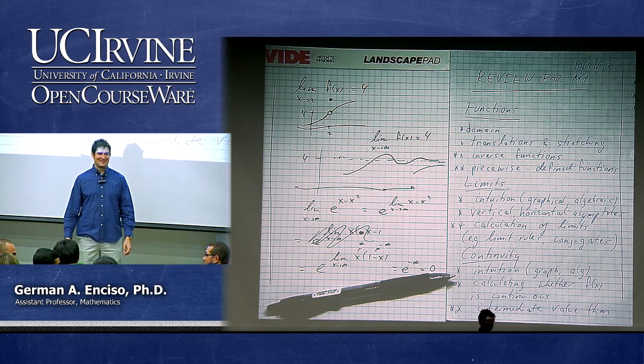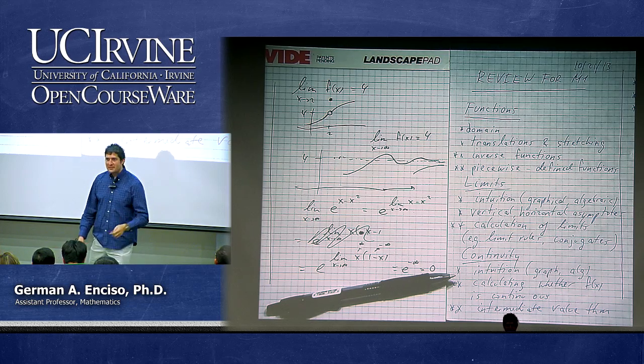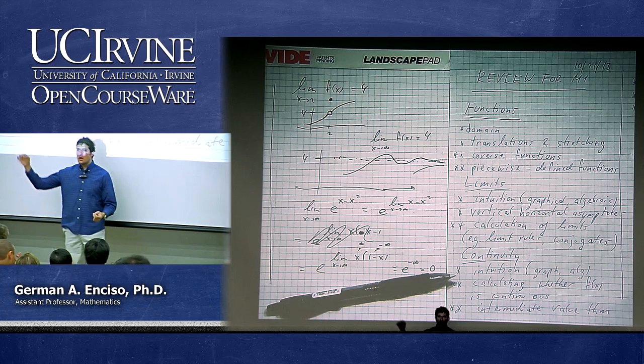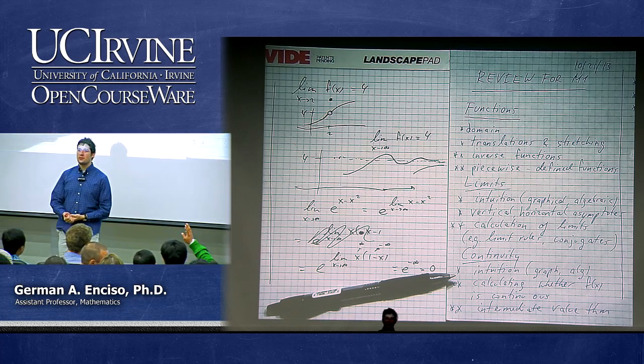It's when you could draw the entire graph without lifting up a pen. That's correct. Tolu is saying a function is continuous when you can draw the graph of the function without lifting your pen. That's exactly right. That's the idea of a continuous function.